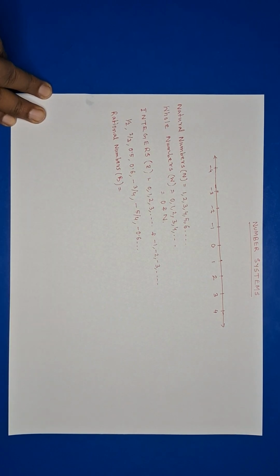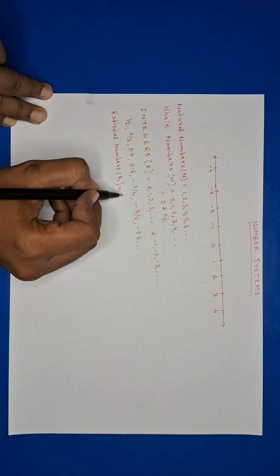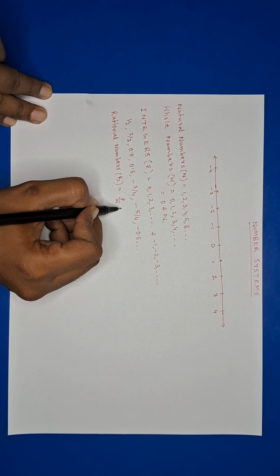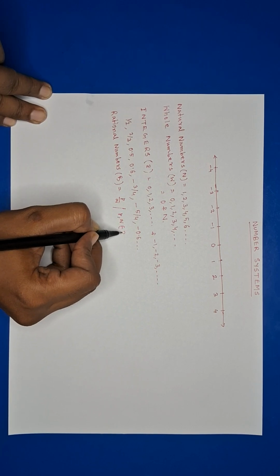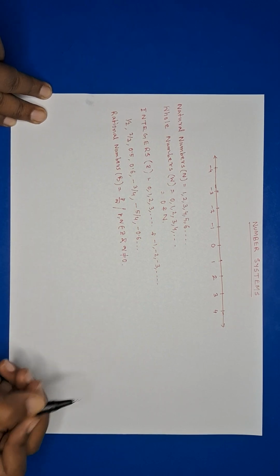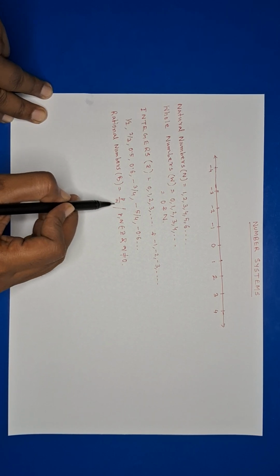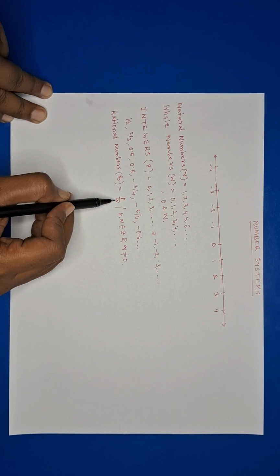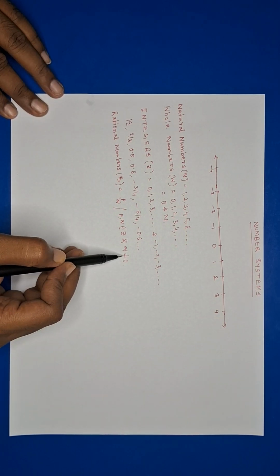So what is the definition of rational number? Rational numbers can be written in the form p by q such that p and q both are integers and q is not equal to 0. Why q is not equal to 0? If q becomes 0, then this thing will be invalid or undefined, because if the denominator becomes 0, then the number will be undefined. That's why q is not equal to 0.